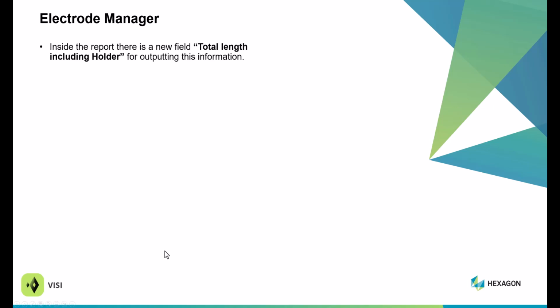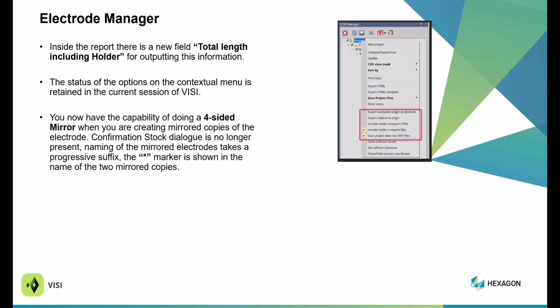So I'll go into some of the new features within the Electrode Manager. Inside the report field, there is a total length, including the holder for outputting this information. The status of the options for the context menu is retained within the current Visi session. You also have the ability to do a four-sided mirror when you're using the Create Mirrored Copies option within Electrode Manager. The confirmation of the stock is no longer present in naming the mirrored area, as the prefix would show up as a star and is shown within the two mirrored copied areas.